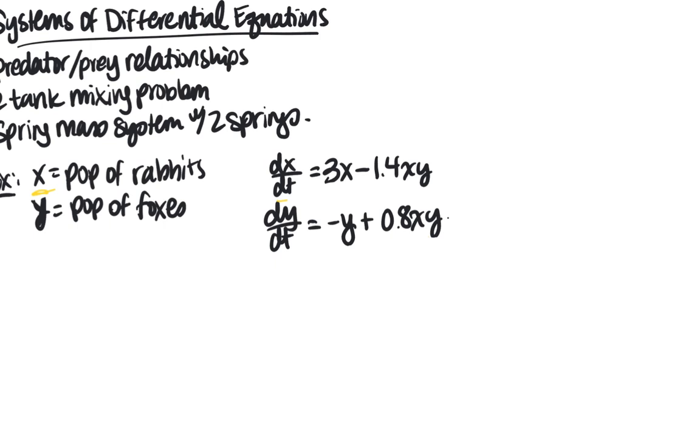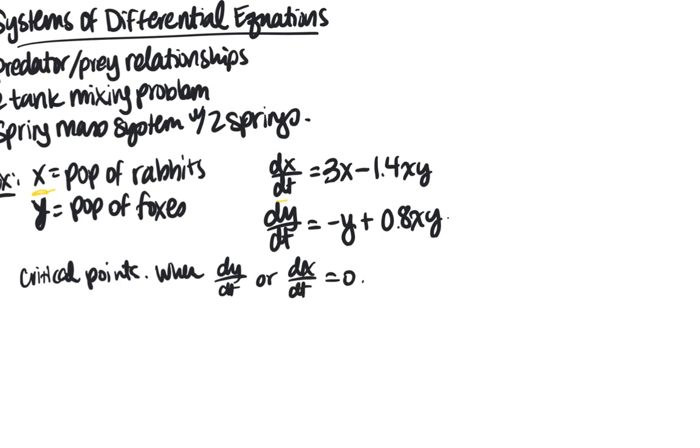Another thing that you might want to look at is this idea of critical points. That will be when dy/dt or dx/dt are equal to 0. And so those critical points are points when the population is not changing. It's not growing or shrinking. It's just staying constant.